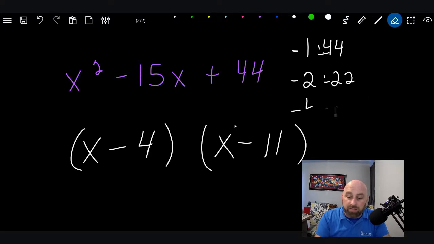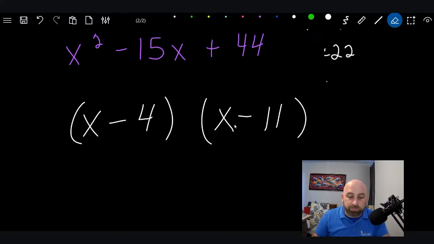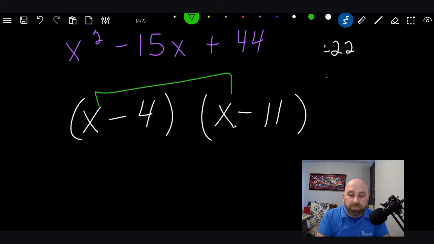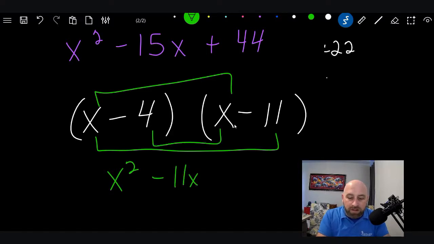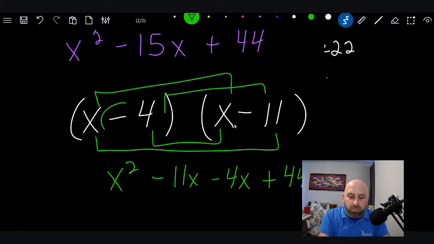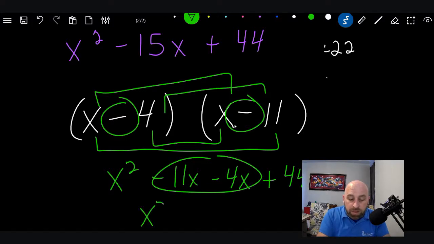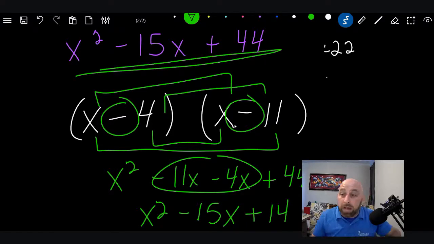All right, let's verify that. Let me erase this so you can see what's going on. Let's verify it by foiling. That's going to give us x squared. The outer is going to give us negative 11x. The inner is going to give us negative 4x. And then the last is going to give us our positive 44. How positive 44? Negative times negative gives us positive. And then we would just combine these middle terms and we would get x squared minus 15x plus 44. And there we are, back to where we started.